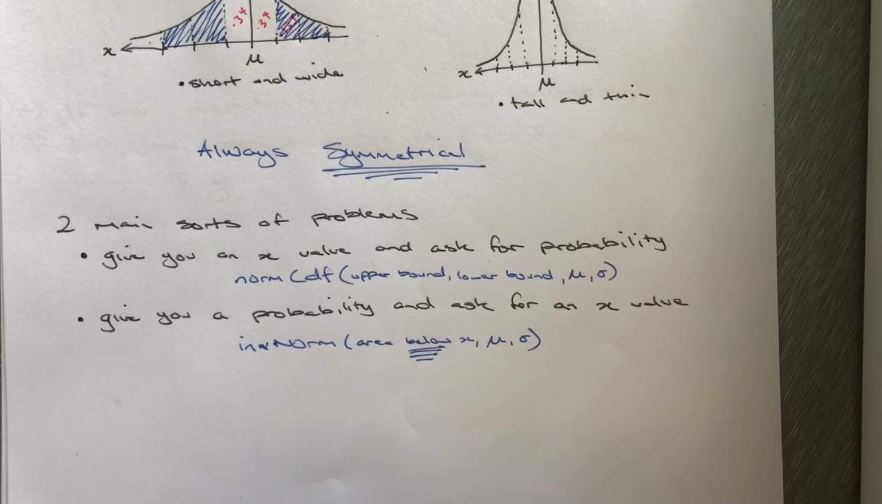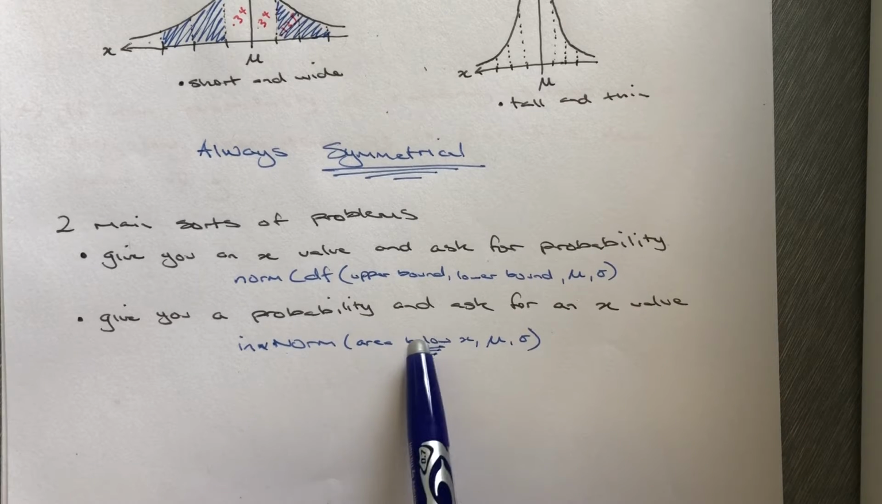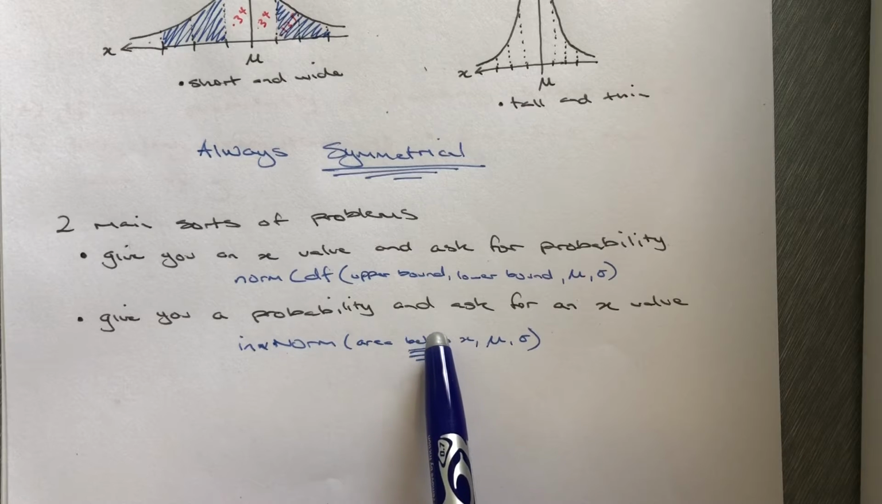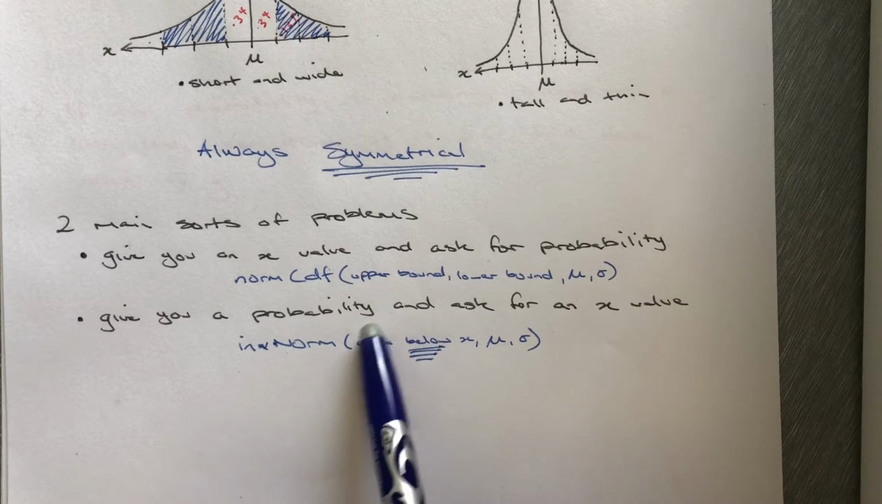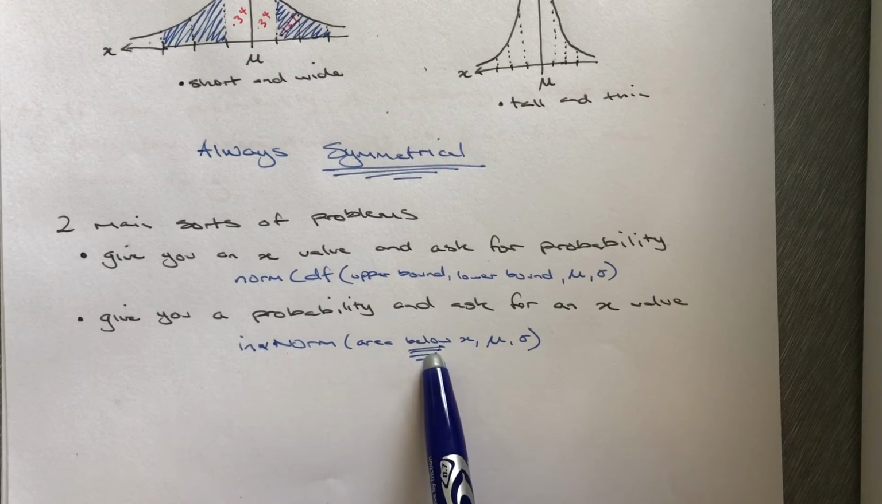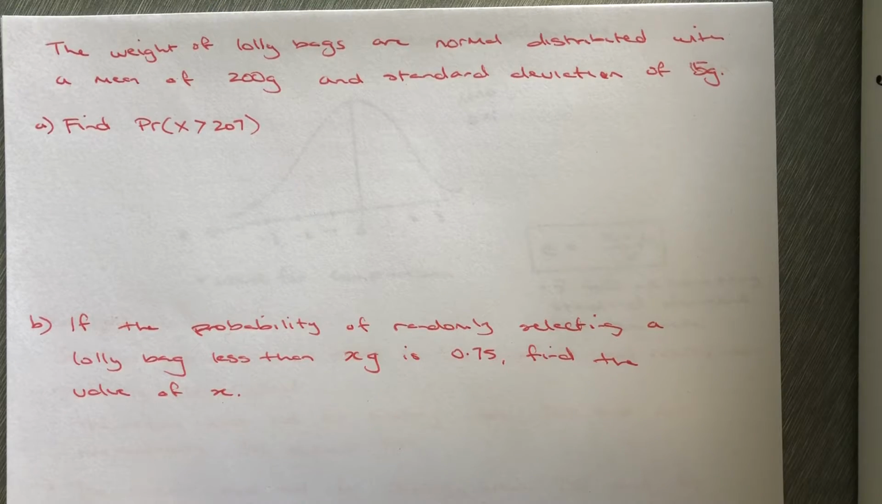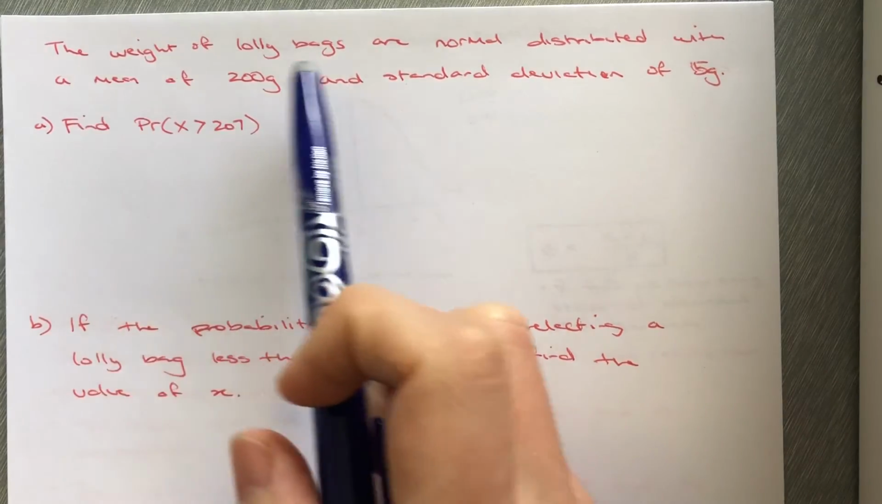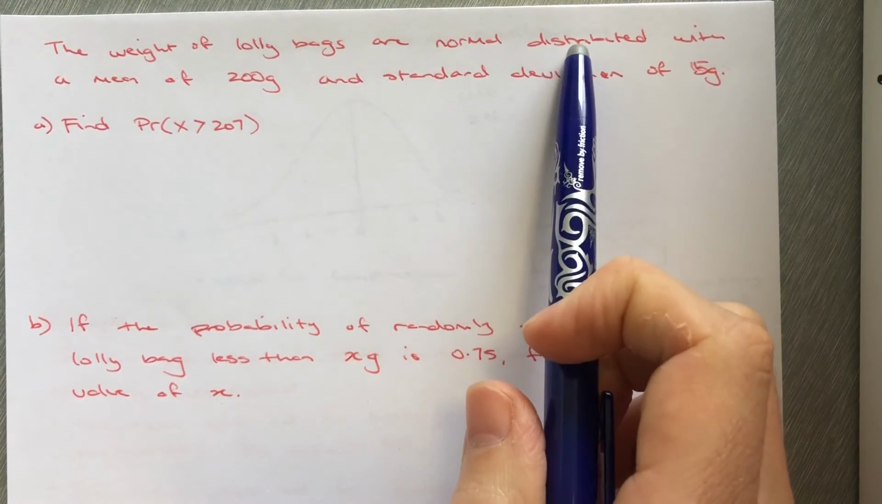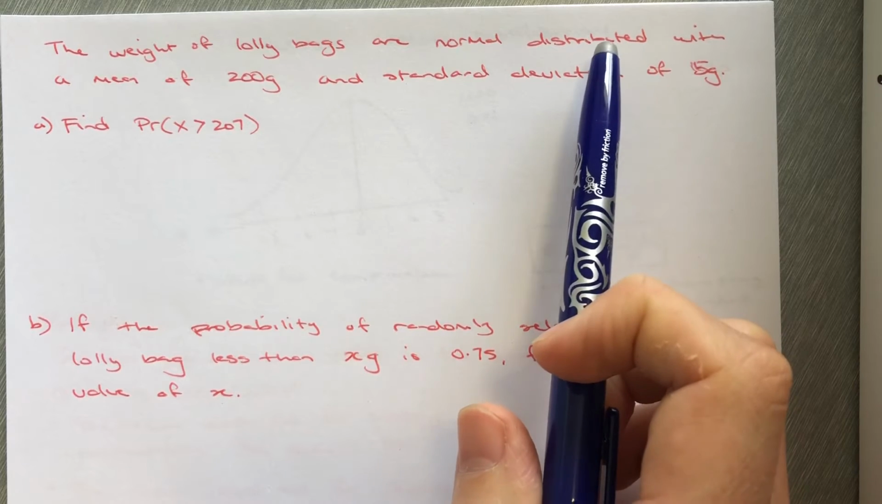All right, so we're going to practice with a couple of those now, but what I'm really going to emphasize is, you see when we type it into our CAS, it asks us for area. It means the area below that x value. I'm going to show you very soon. Now, before I get into these questions, some people might wonder, how do we know that it's a normal distribution? Well, it's going to tell you every single time. If we look at this one, it says the weight of lolly bags are normally distributed. That's how you know. It's going to tell you every single time.